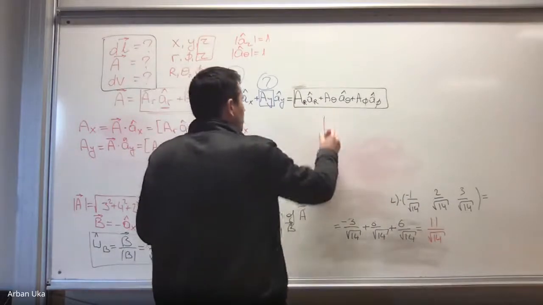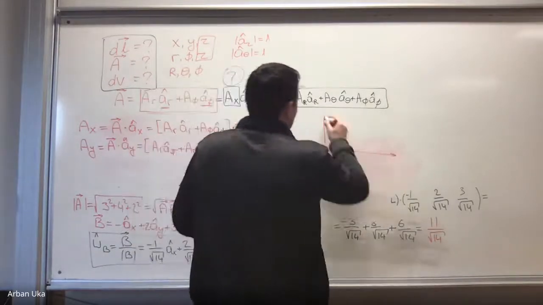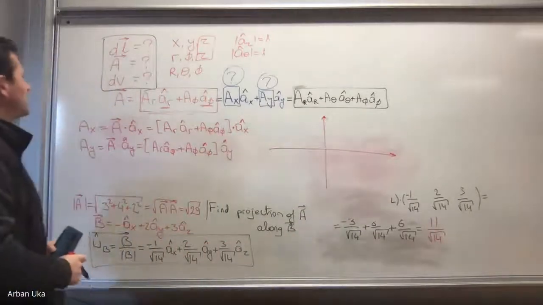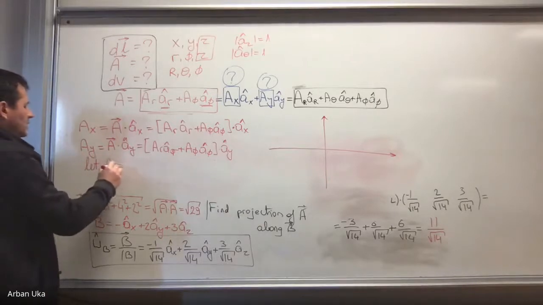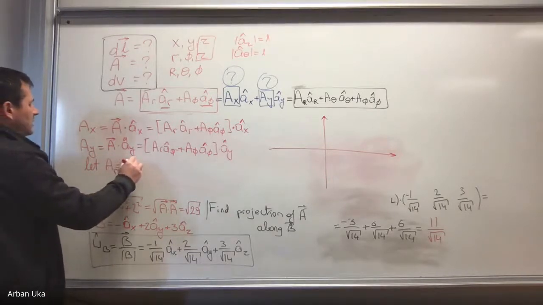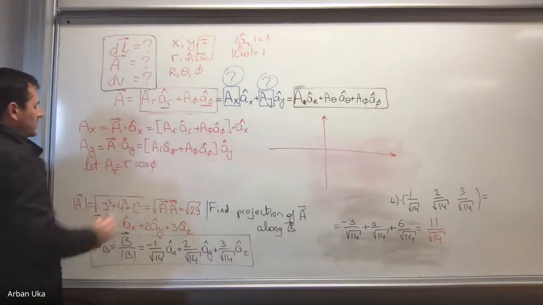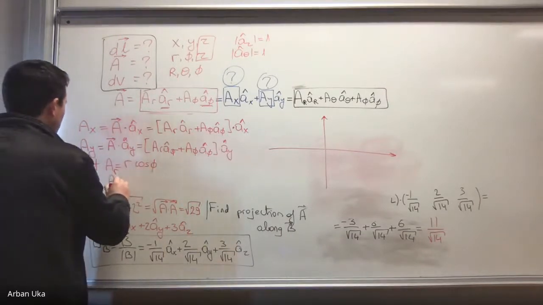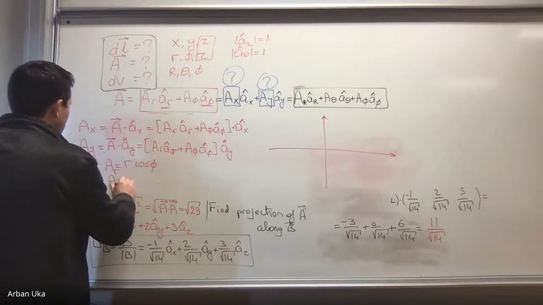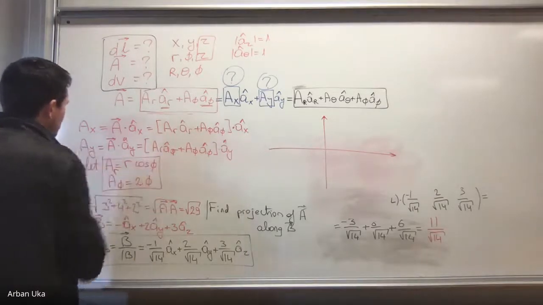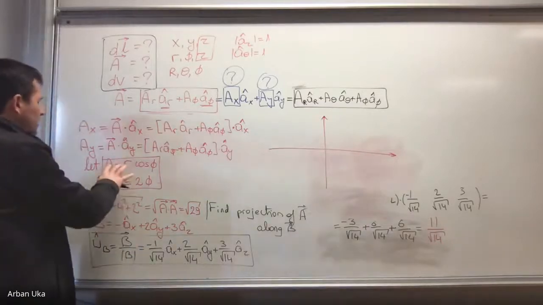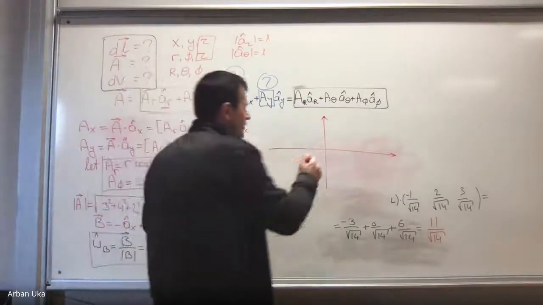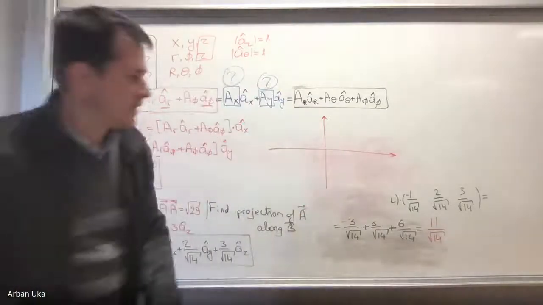So we have to identify, to figure out what we have in this case. And let's assume for a moment, let AR be equal to R cosine phi, okay? And let A phi be equal to 2 phi, okay? So these are just two projections, okay? And even without identifying these, we may have to draw the following.